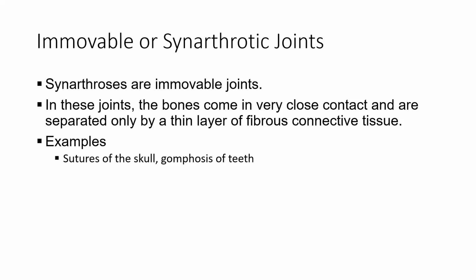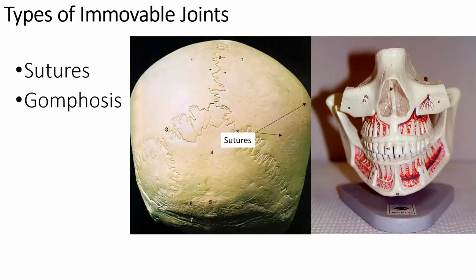If you've ever had a tooth extracted, you'll hear some variation on this from your dentist saying, well, I'm going to take the tooth out now. It's not going to hurt, but you're going to feel a lot of pressure because it takes a lot of effort to get that periodontal ligament that holds the tooth in the gomphosis to let go. So that is an immovable joint. We don't want our teeth to move. We don't want our skull to move.